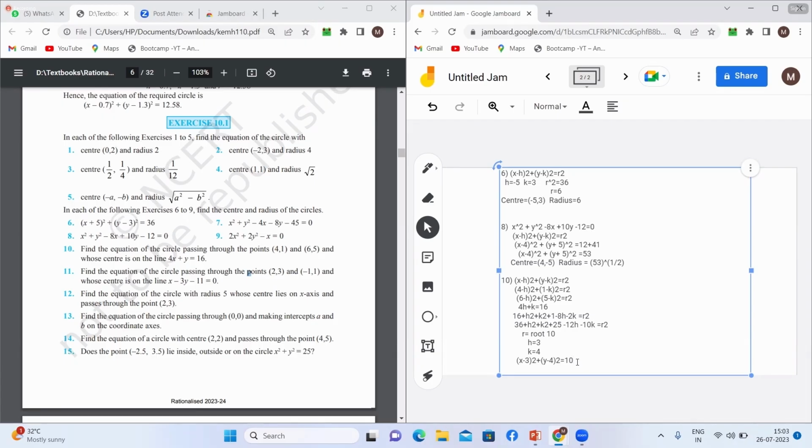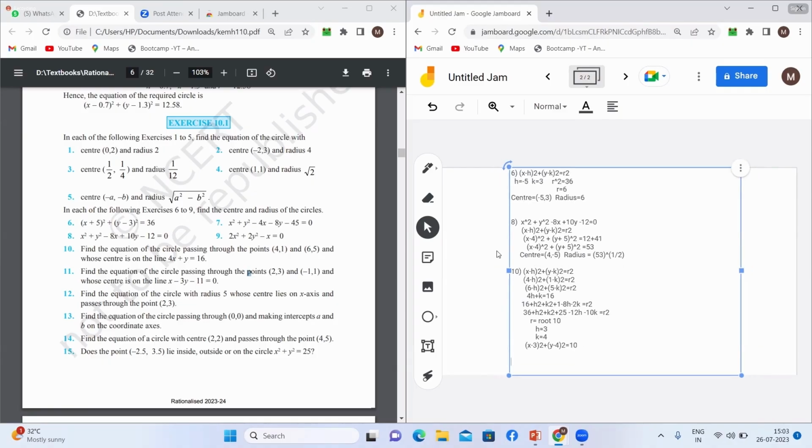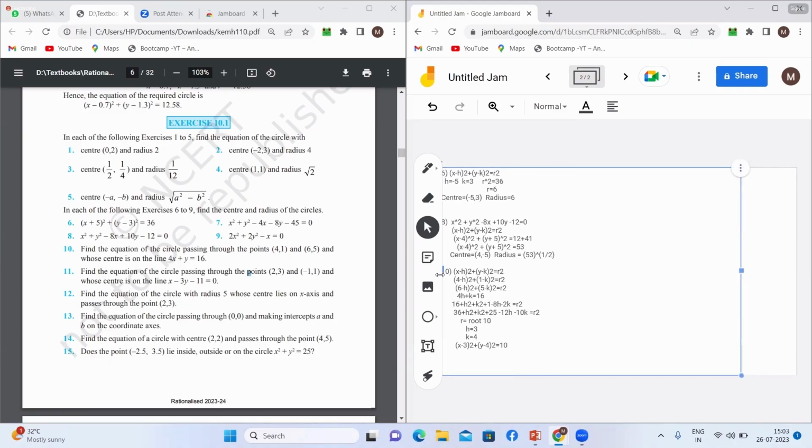What we have to do is just find three equations. Why? Because in the general equation of the circle, we have three variables, h, k, and r. So we have to find three equations in h, k, and r, and then solve them to get the values of h, k, and r, and then we can easily write the equation of the circle. Okay, I hope you understood that. So let's move ahead.